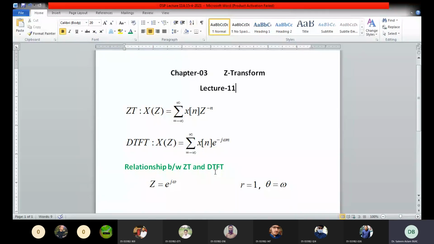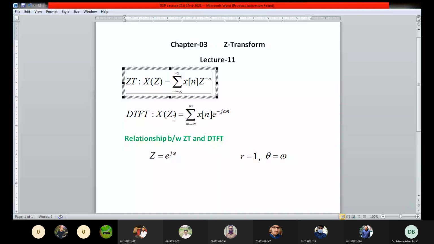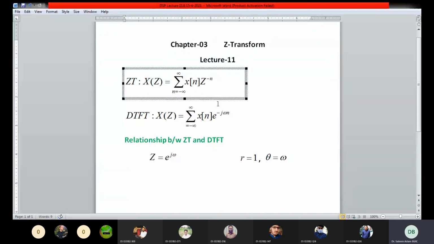If you see the formula of the Z transform, hopefully you already know about it. This is X of Z, where ZT stands for Z transform. X of Z is equal to the sum over n from minus infinity to plus infinity of x of n, z to the power minus n. So this is the basic Z transform formula.